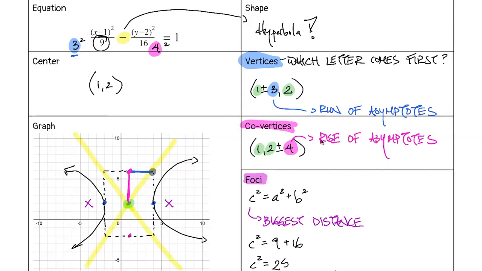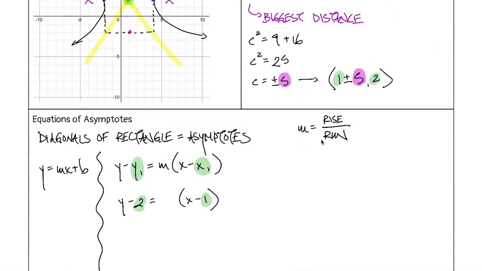If the x and the y were switched, would the vertices still be the run? That's an excellent question. It's like you read my mind. No, okay? So here's the deal. The number under x will always give you the run because x is sideways. The number under y will always give you the rise because y is up and down. So maybe let's write that down here. If we wanted to generalize our rise, we could say this is the square root of the number under y, because y is the rise.